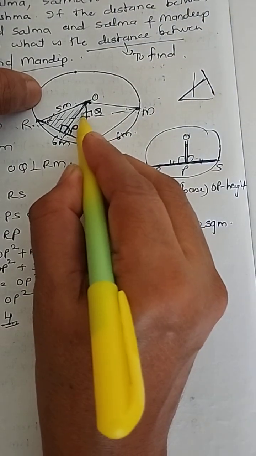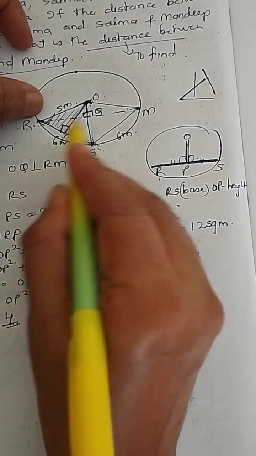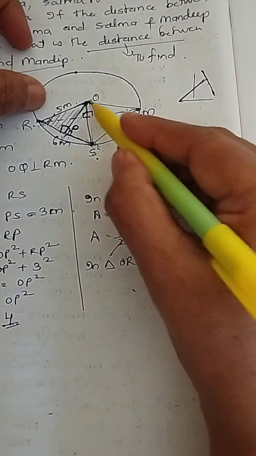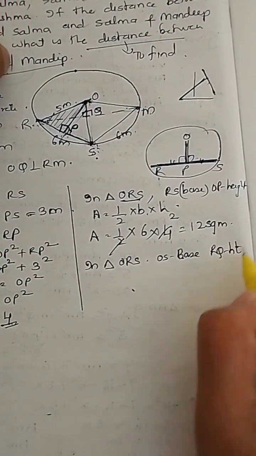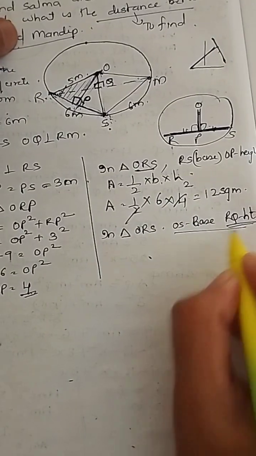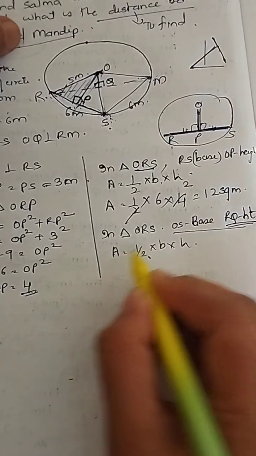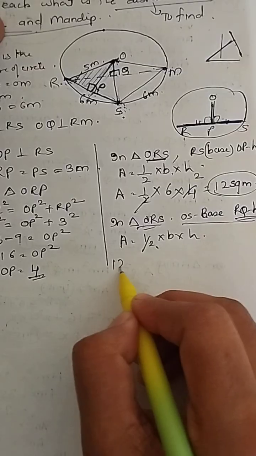And it is already 90 degrees here by construction. So OS is the base, that means RQ is the height. RS is the base, so OP is the height. Here OS is the base, therefore RQ is the height. I am writing it so it will be easier. Area is equal to half into base into height. Now ORS and ORS both are the same triangle, so the area will be the same.